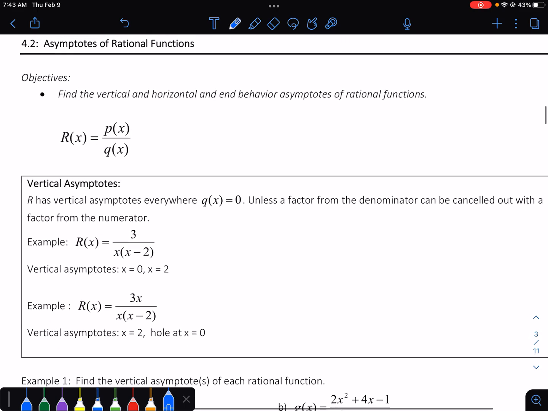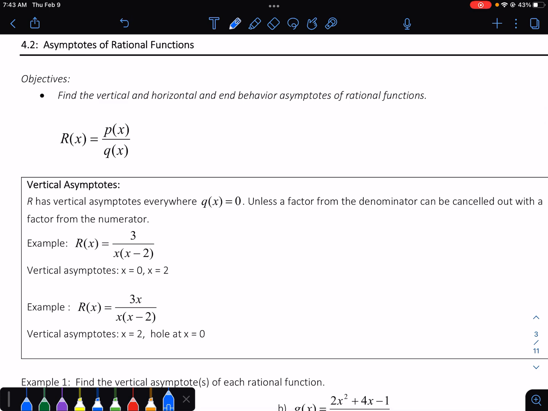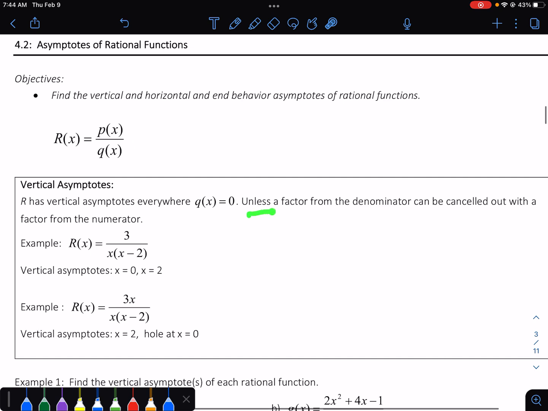So now we have our vertical and horizontal asymptotes. So we're still talking about our rational functions and how we get those vertical and horizontal asymptotes. Okay. So R has a vertical asymptote everywhere Q of x equals 0. So anywhere the bottom equals 0, that's a vertical asymptote. And then we have this part here that says unless the factor from the denominator can be canceled out with a factor from the numerator. So it turns into a hole.